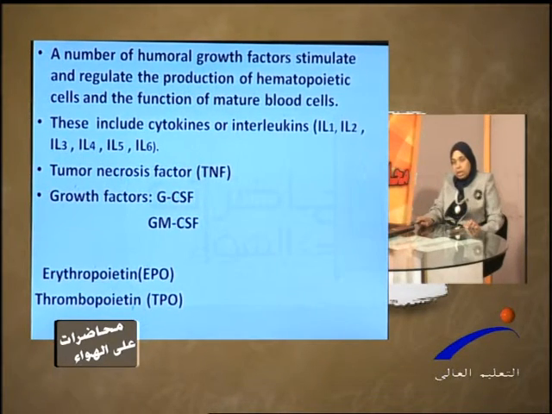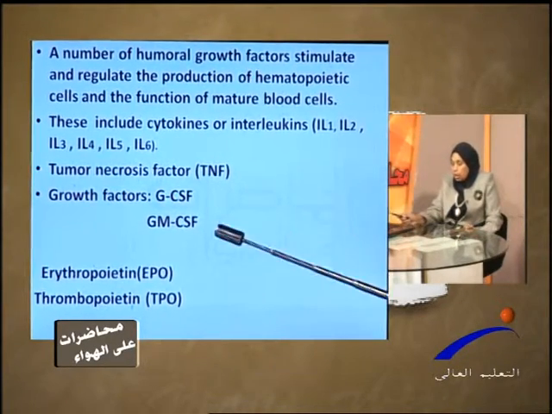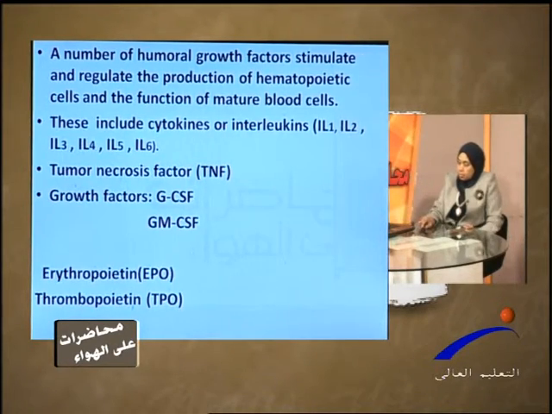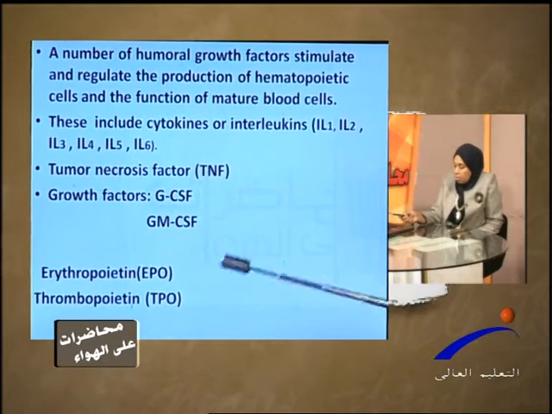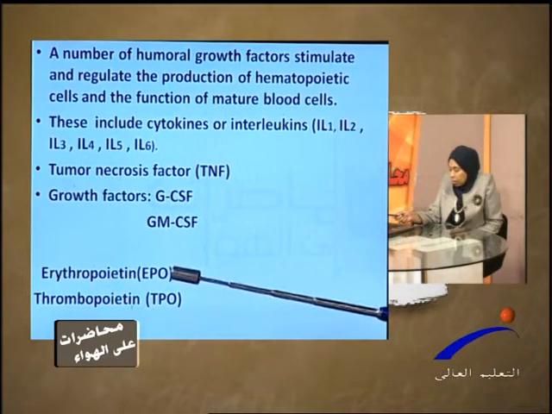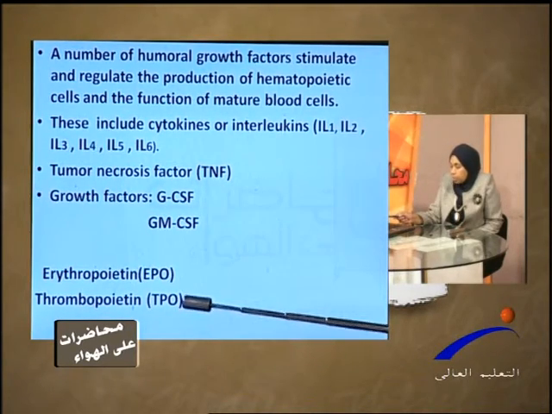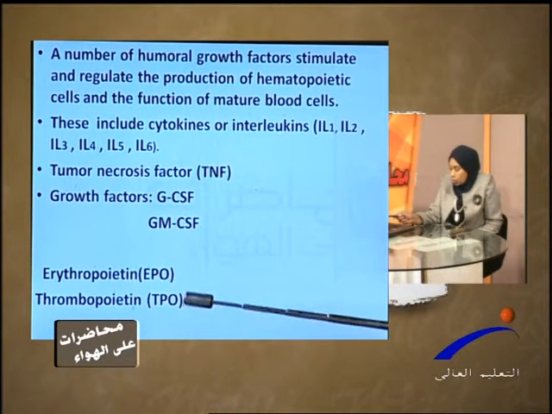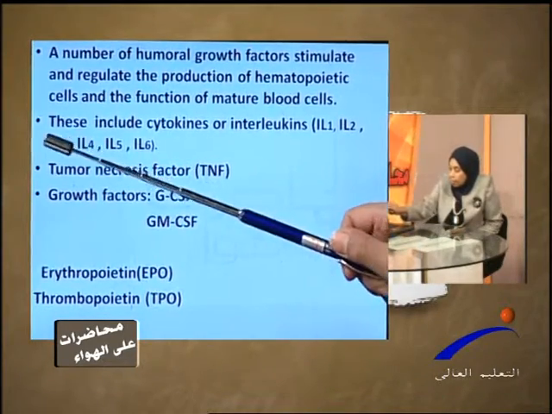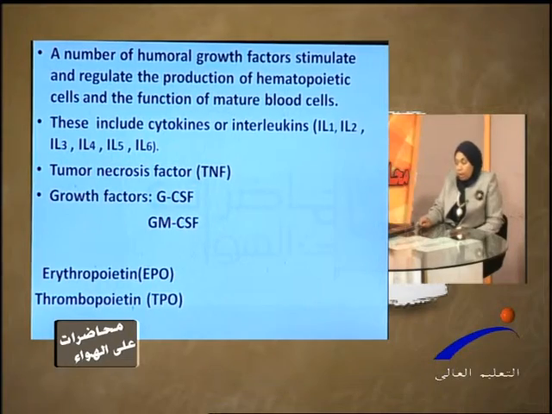We have growth factors like granulocyte colony stimulating factor and granulocyte monocyte colony stimulating factor, and we have hormones like erythropoietin and thrombopoietin. Erythropoietin stimulates erythropoiesis and formation of RBCs. Thrombopoietin triggers the formation and stimulates production of platelets, megakaryopoiesis and platelet formation. Interleukin 3 is a pan-hematopoietic growth factor. This means that it stimulates all kinds of cells.